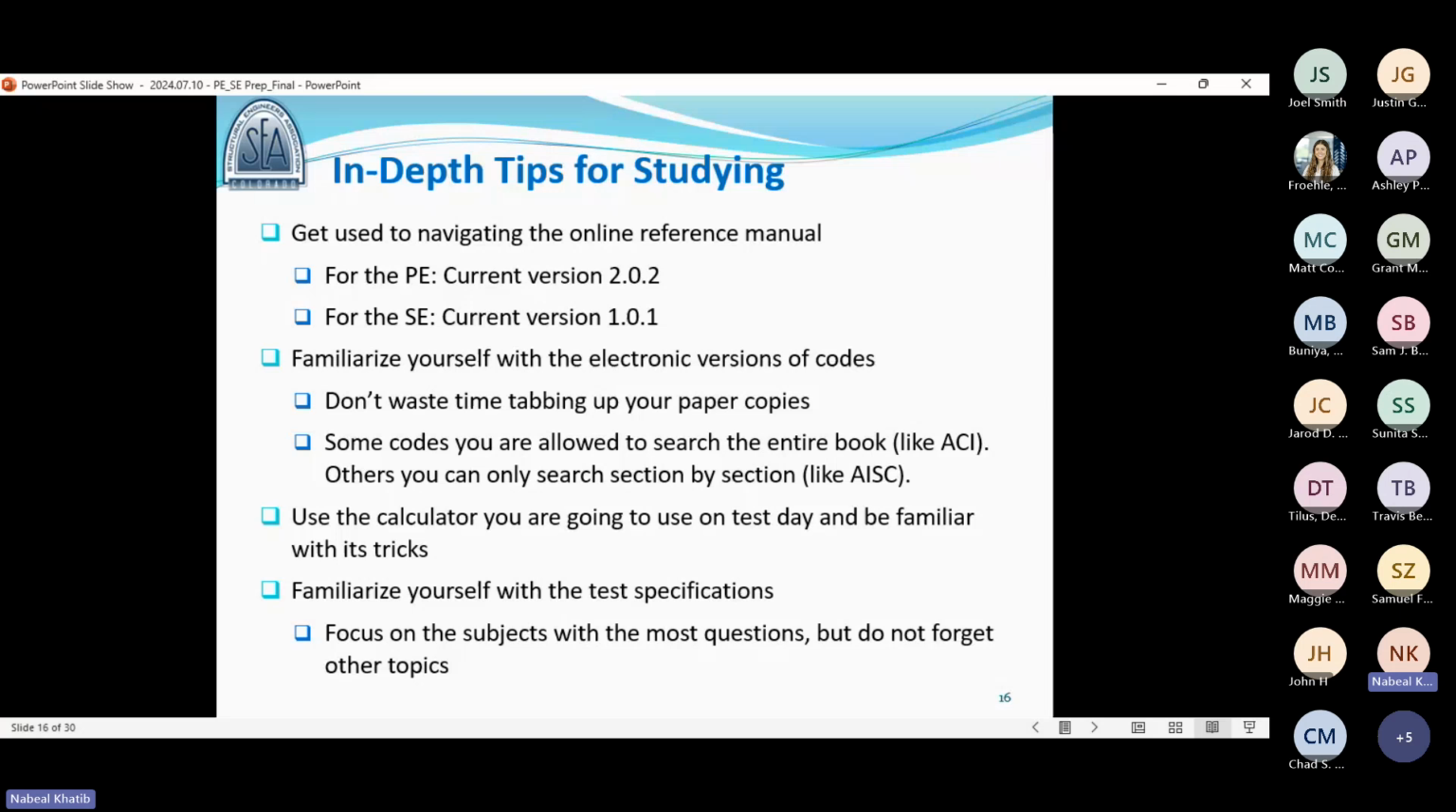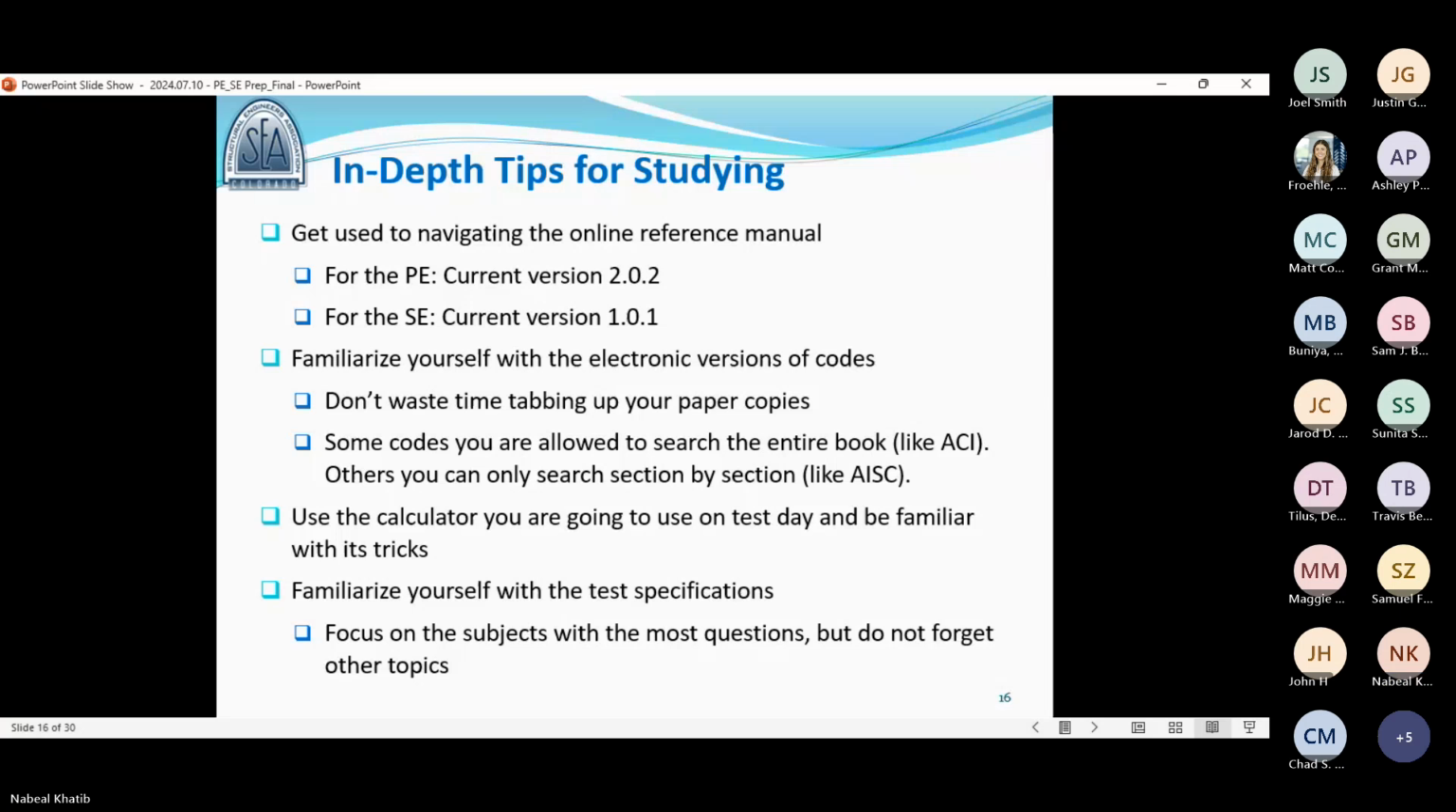Use a calculator that you are going to use on the day of the exam and be familiar with it, with the tricks. You could solve a system of equations. You don't have to spend time doing that on the actual exam. So be familiar with these tips and tricks for your calculator on the day of the exam.